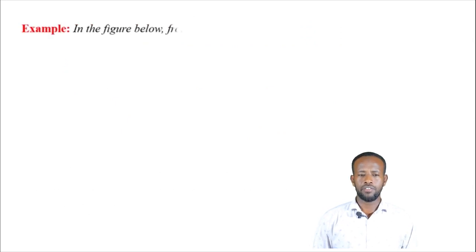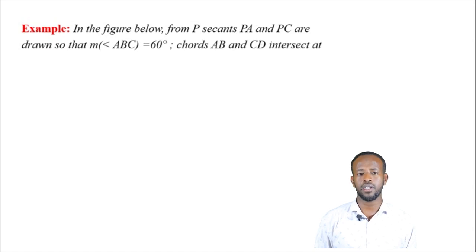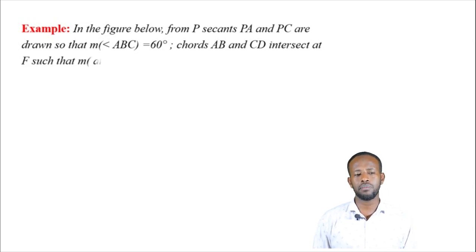Example: in the figure below, from B, secants BA and BC are drawn so that the measure of angle ABC is equal to 60 degrees. Chords AB and CD intersect at P such that the measure of arc BD is equal to 50 degrees. Find the measure of angle APC.